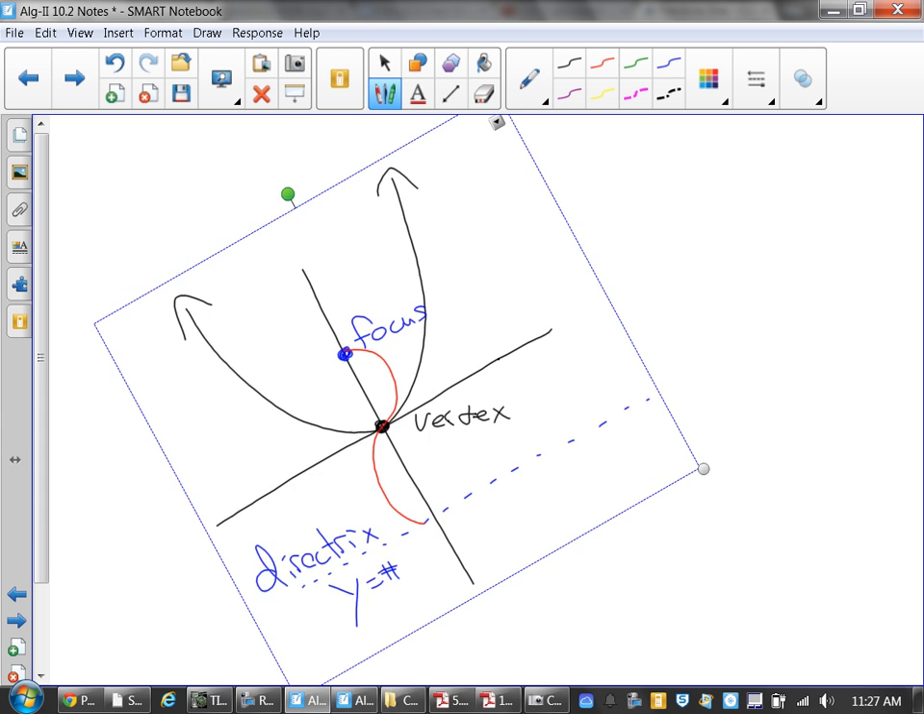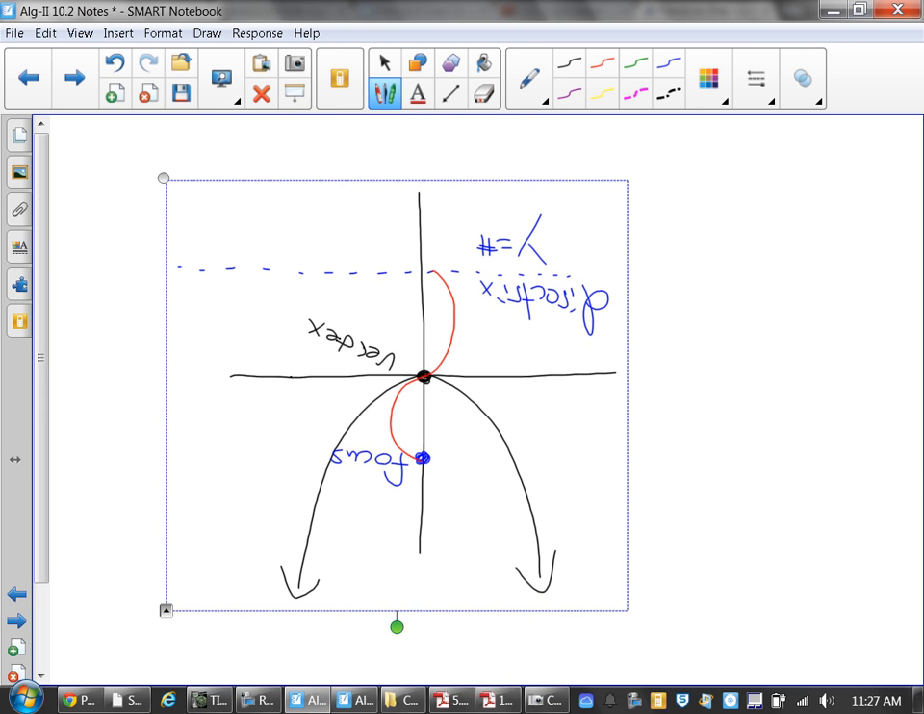if I spin it this way. My curve is still opening downward. I'm still looking to the focus. My directrix just happens to be above me now.